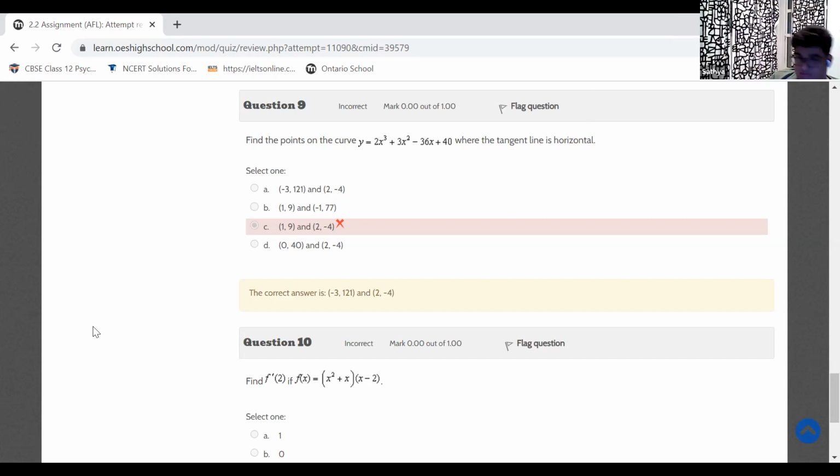Satya? Yes, sir. So you differentiate it, equate it to 0 and get the x, and from those x you get the y also and get the point. Would you try to do it now? Yes, sir. Yeah, just try.